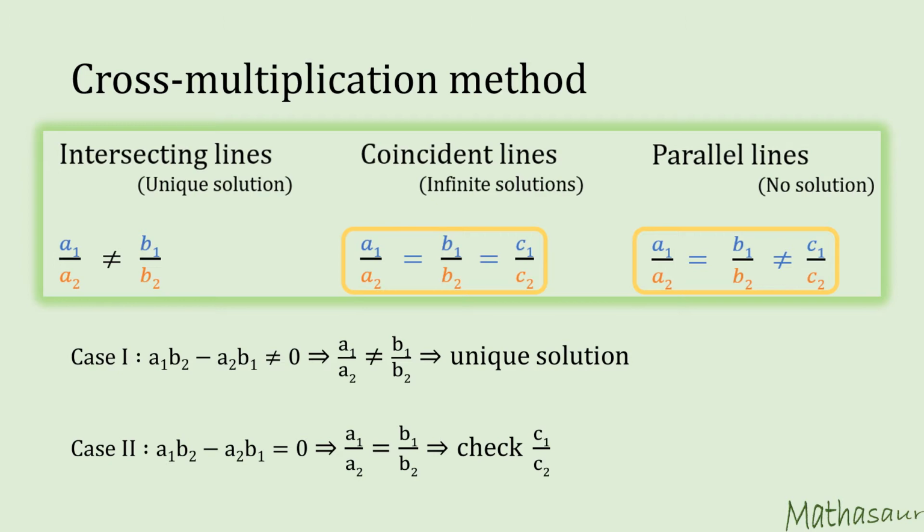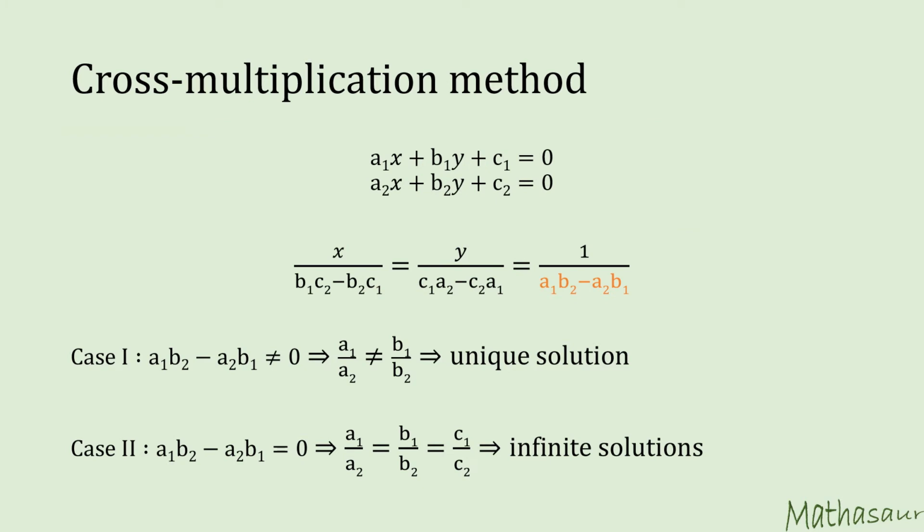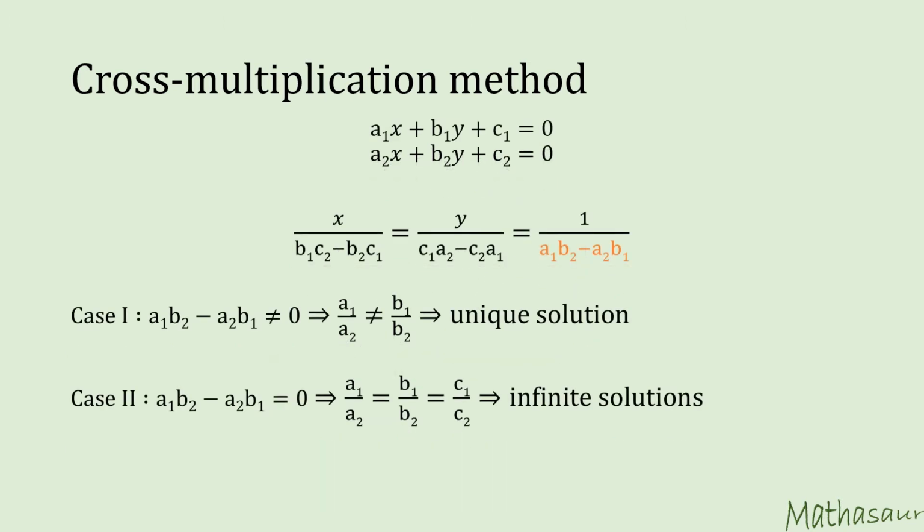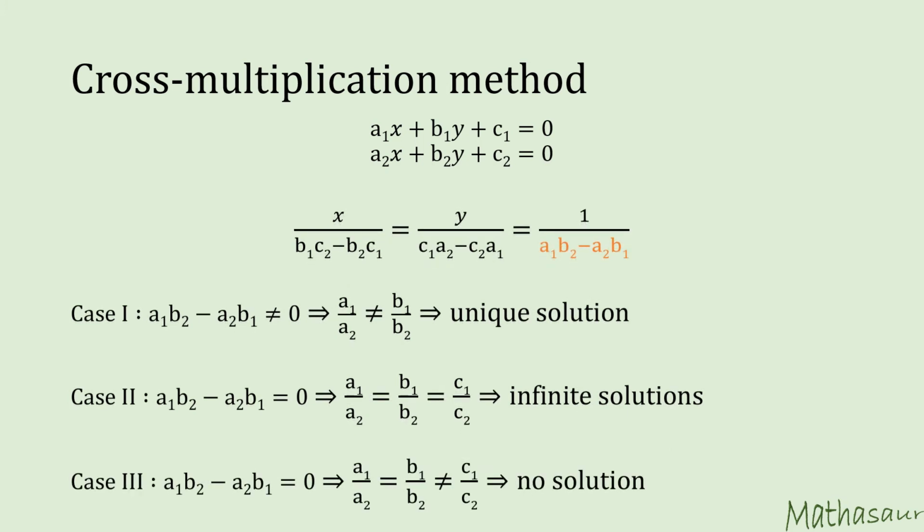So we would have to check the value of c1 upon c2. So if c1 upon c2 was equal to a1 upon a2 and b1 upon b2, then that would represent infinite solutions to the pair of linear equations. If, however, c1 upon c2 was not equal to a1 upon a2 and b1 upon b2, then that would represent a pair of linear equations with no solution.